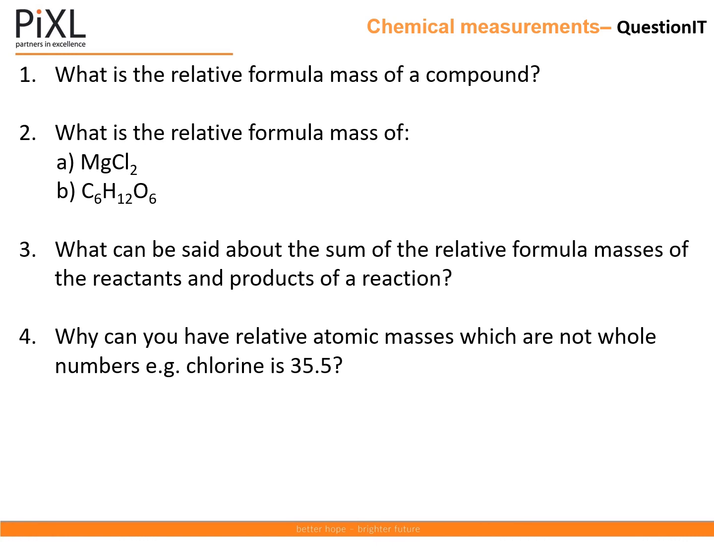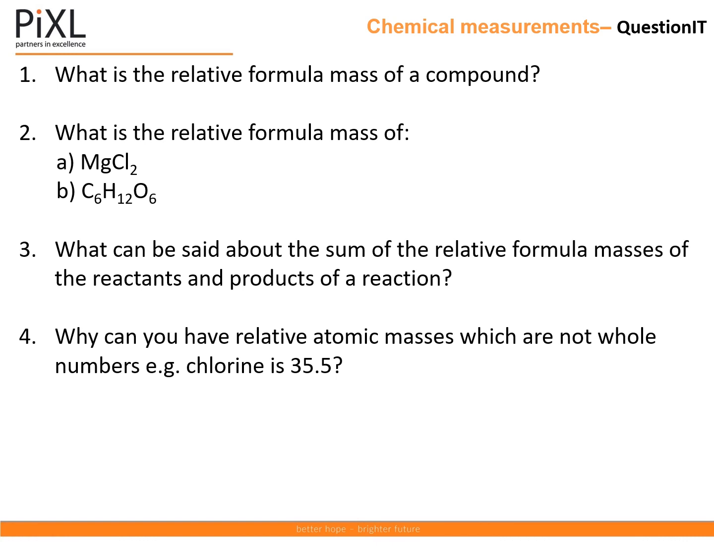First of all, you need to know what the relative formula mass of a compound is, and once you know the definition, then you need to look at how to calculate it by looking at the formulas. Question 3 is asking you the sum of the relative formula mass of the reactants and products. And question 4 is asking why you can have a relative atomic mass which is not a whole number, for chlorine, which is 35.5, which is also on your periodic table.